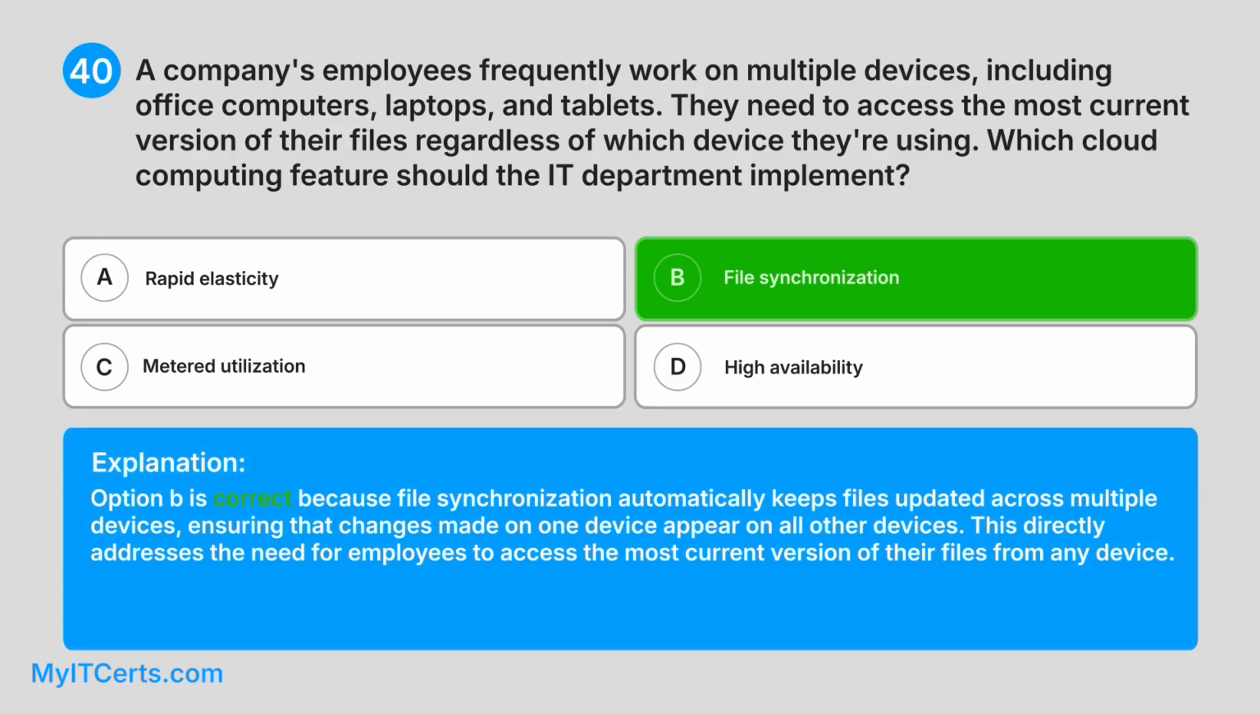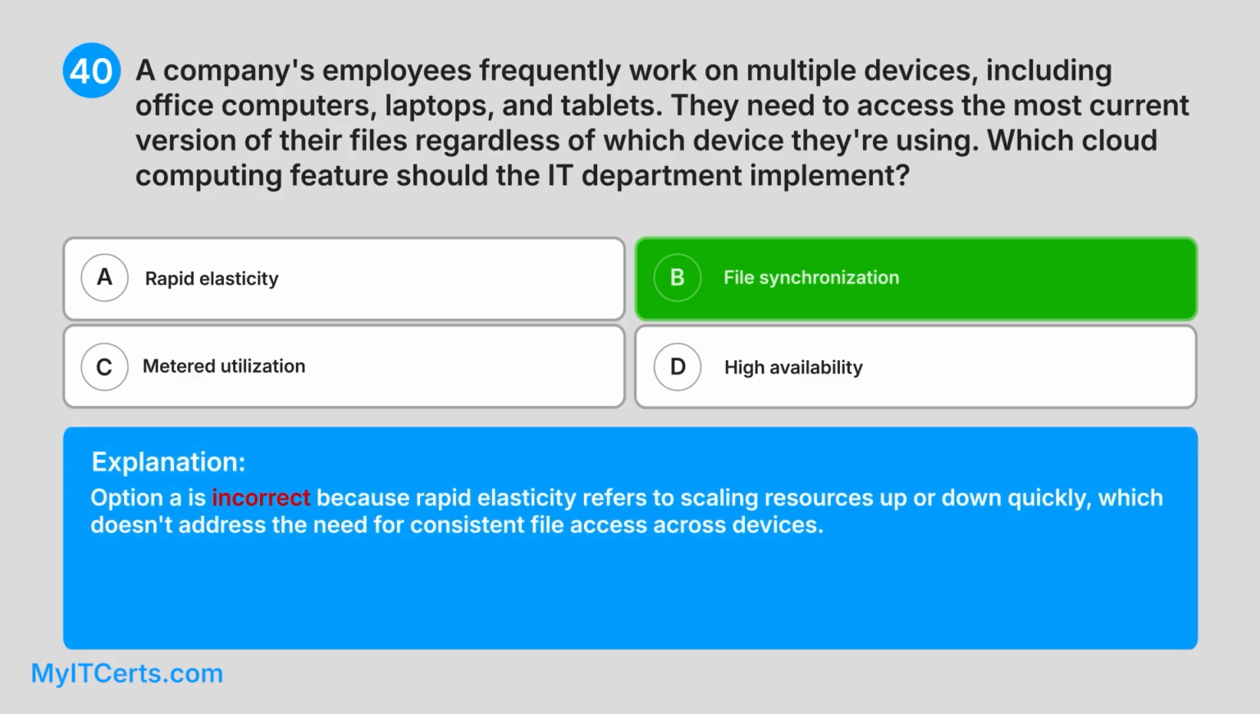Explanation. Option B is correct because file synchronization automatically keeps files updated across multiple devices, ensuring that changes made on one device appear on all other devices. This directly addresses the need for employees to access the most current version of their files from any device.